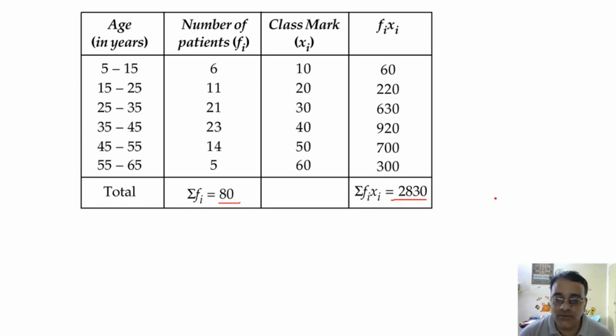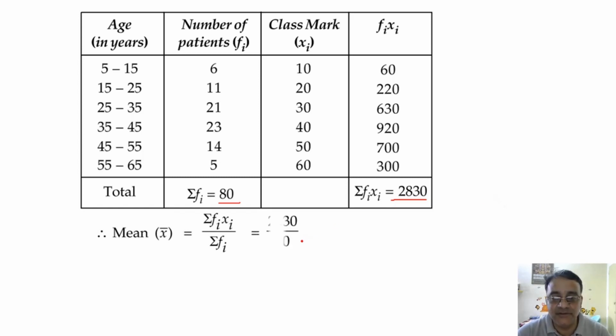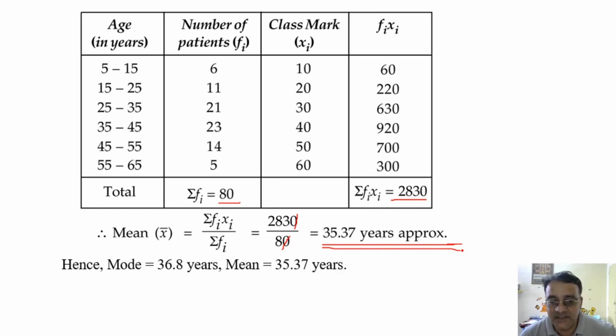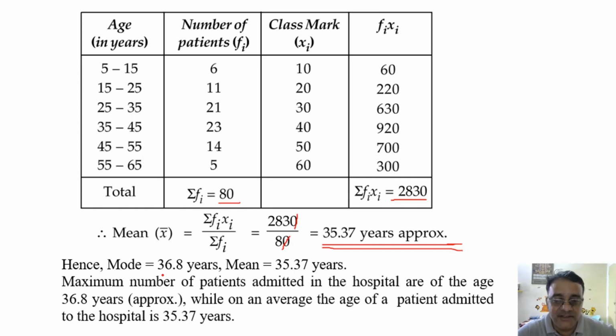So the mean is summation fx upon summation f. So 2830 upon 80, we can cancel one 0. If you divide, you will get 35.37 years approximately. So we got the mode and the mean, and our interpretation is that the mode is 36.8 years and the mean is 35.37. What is mean? Average. So the average age of all the patients is 35.37, and the maximum number of patients admitted in the hospital are of the age 36.8 years.